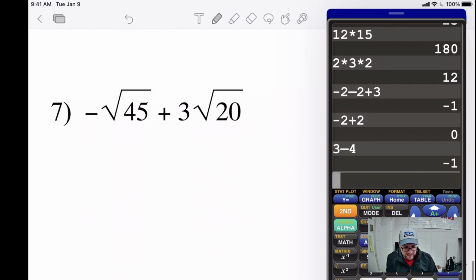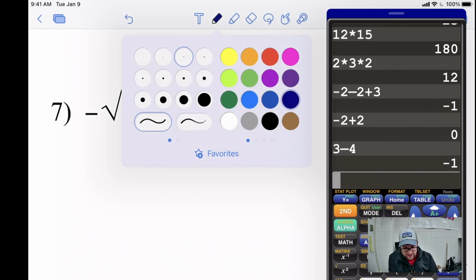Okay, look at number 7. Again, they're not like radicals. So what we want to do is come through and simplify the radicals.